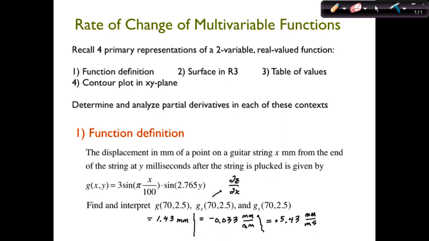Milliseconds. Right. 2.5 milliseconds after plucking the string, and 70 millimeters from the end of the string, that point is going to be displaced 1.43 millimeters. Well, that was the easy one.